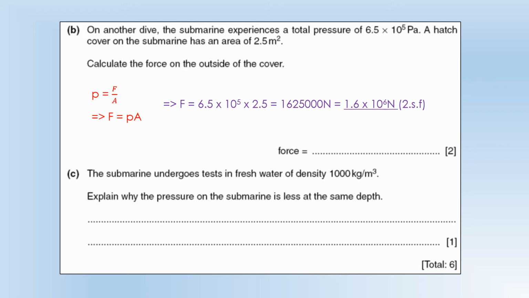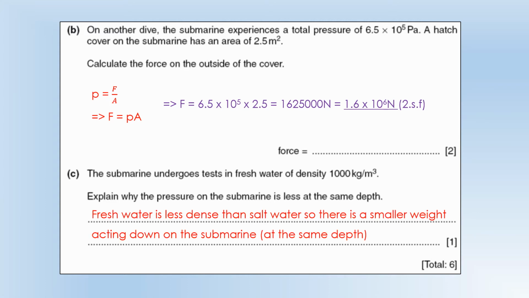The submarine undergoes tests in fresh water with a density of 1000 kilograms per meter cubed. Explain why the pressure on the submarine is less at the same depth. Well, freshwater density is less than salt water, so there's a smaller weight acting down on the submarine at the same depth.